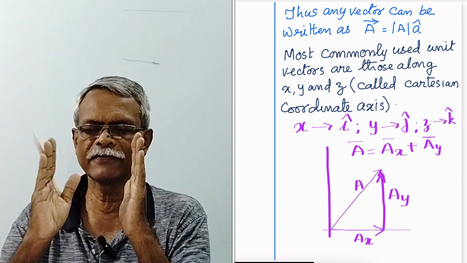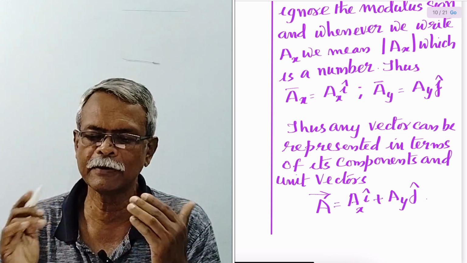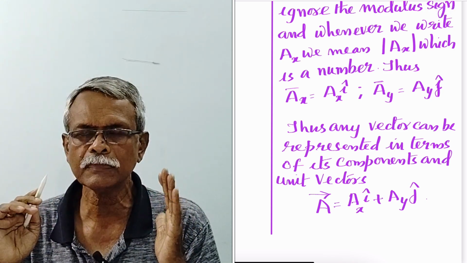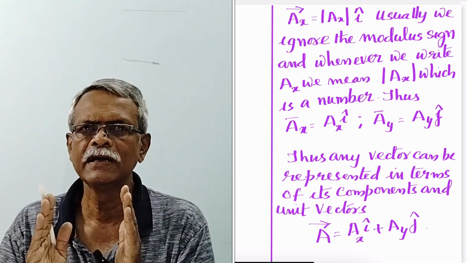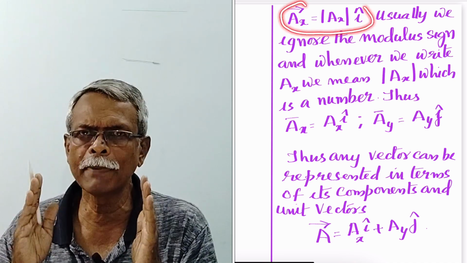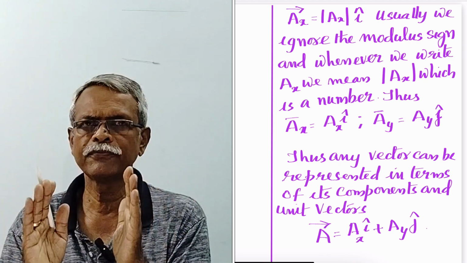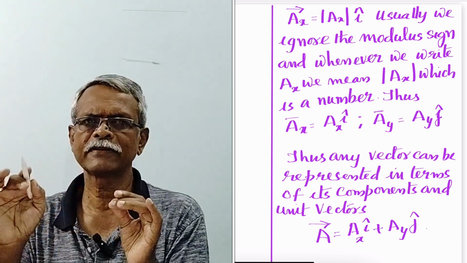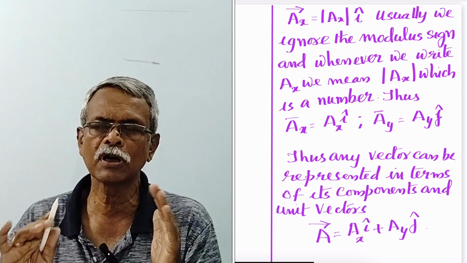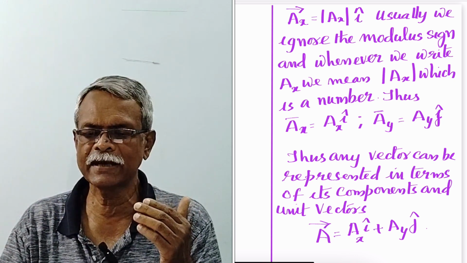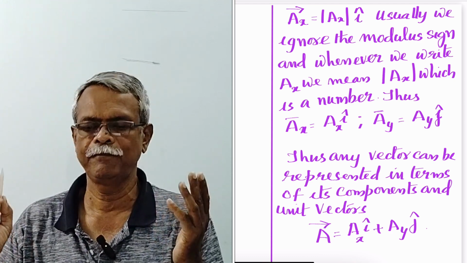Usually, we ignore the modulus sign. When we write the x component, we ignore the modulus sign and we simply write it as A sub x. When you write A sub x without a line at the top, A sub x simply means the magnitude of the component of that vector along the x direction. That is magnitude of Ax, represented by A sub x. And therefore, the vector Ax can be written as Ax i. Similarly, Ay can be written as Ay j.